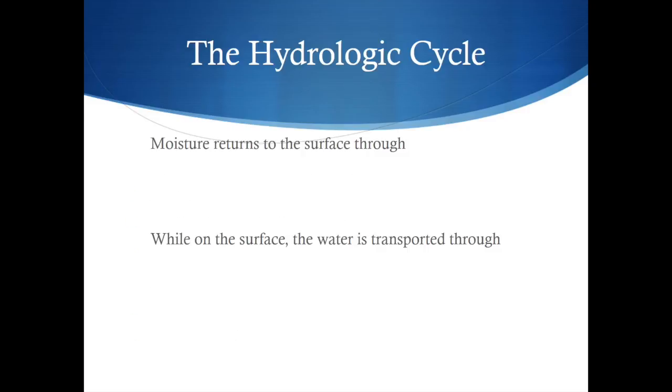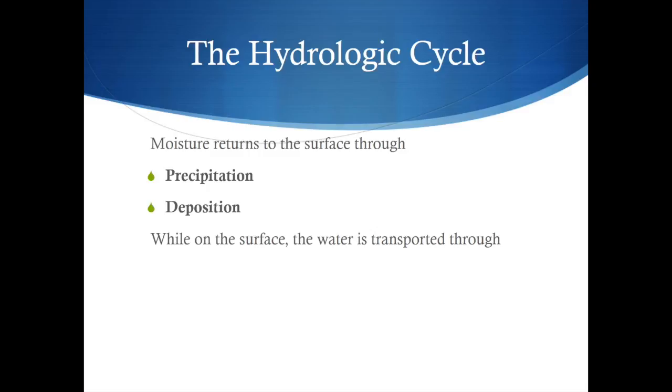How does moisture return to the surface? Precipitation is one way that we are all familiar with, but moisture also leaves the atmosphere and returns to the surface through deposition if temperatures are cold enough. Once the water is back on the surface, it is transported.